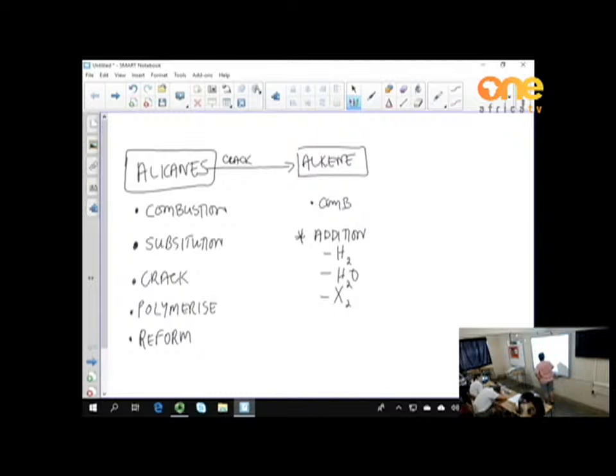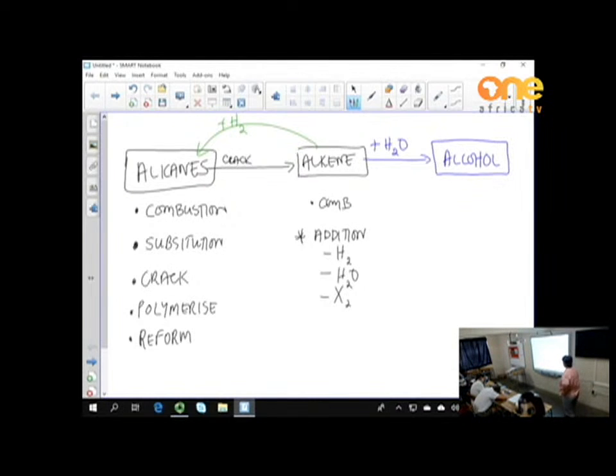Now, I can go back from an alkene to the alkane by addition of hydrogen. All right? When I add water to an alkene, I get alcohol. All right? The alcohols. The alcohols we had a look at yesterday: methanol, ethanol, propanol.